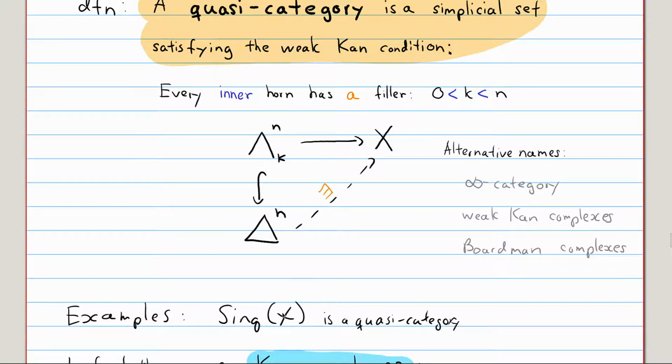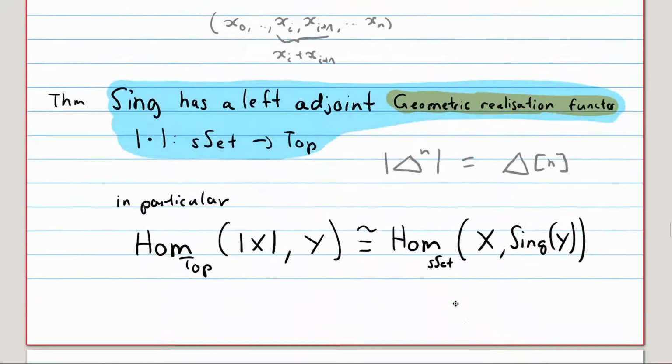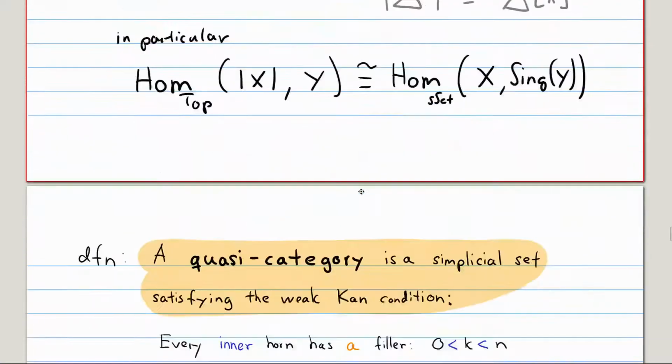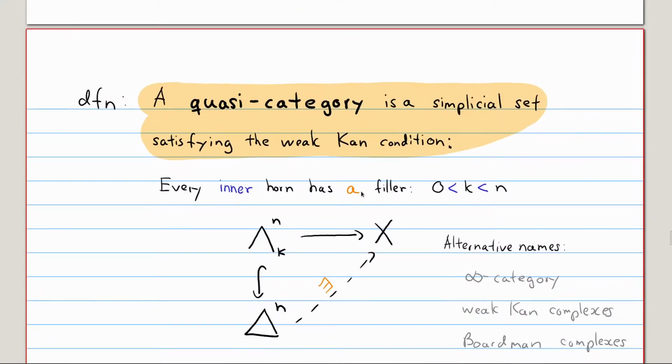Examples of it are: for a topological space X, the thing that we saw earlier, Sing X, is a quasi-category. Maybe I should show it again. So Sing X is the space of continuous maps from the standard simplices into X with these face and degeneracy maps. And in fact, it's actually more than a quasi-category.